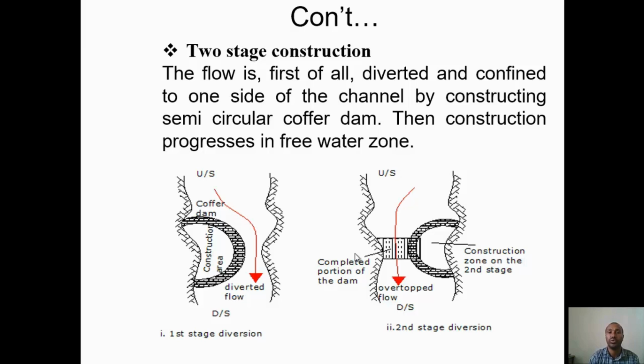Okay, you have two stages of construction, two-stage construction. The flow is first of all diverted and confined to one side of the channel by constructing a semicircular coffer dam. Then construction progress in the free water zone can be done. So this is just a semicircular zone, which is the construction area. The river can flow like this. Once you complete this one, the second stage will be the river. You will allow the river flow to pass through this with shorter height. Then you can construct here on the other side. Once you complete, then you can just store water. So this is two-stage construction.